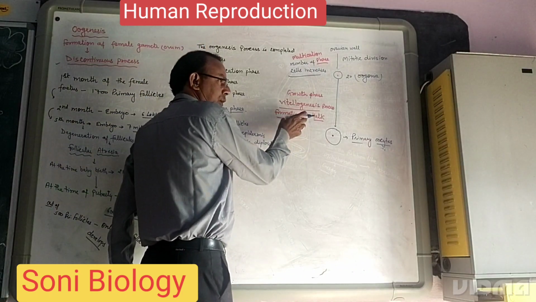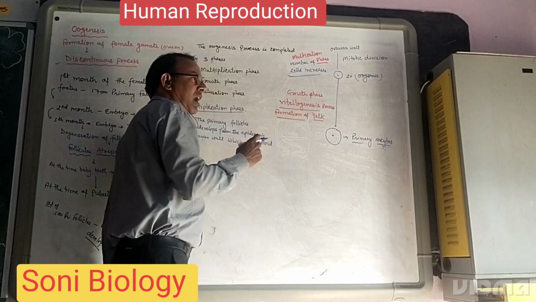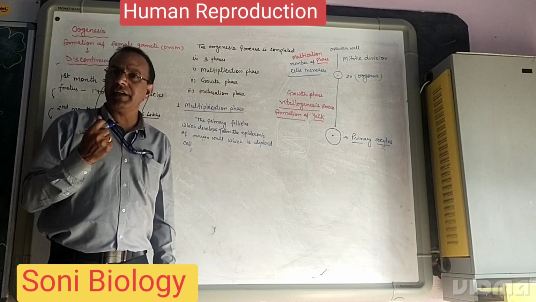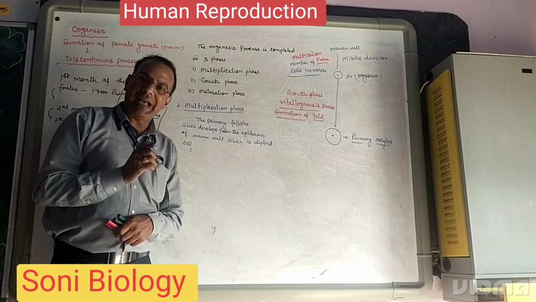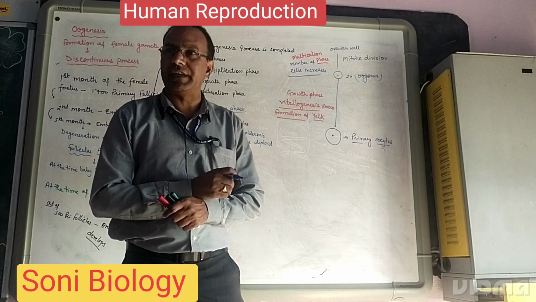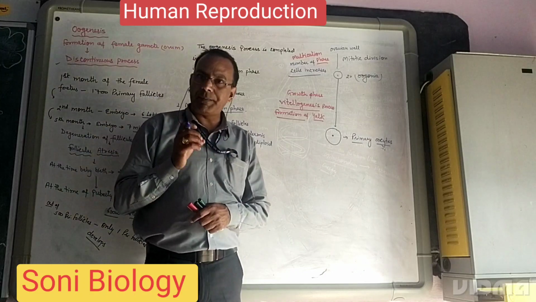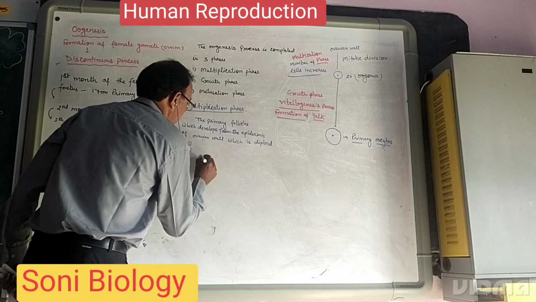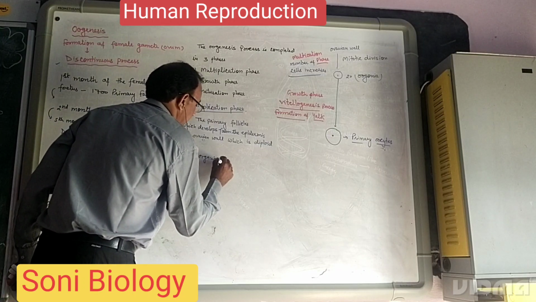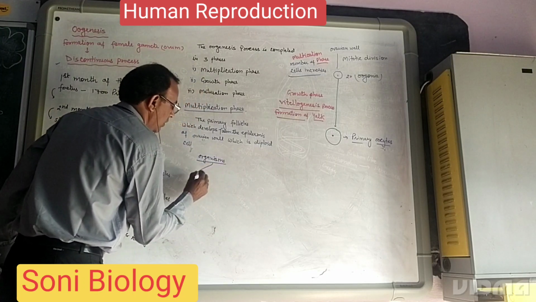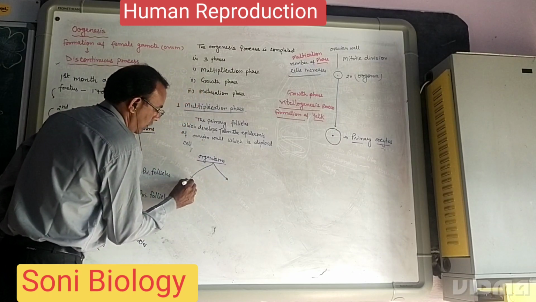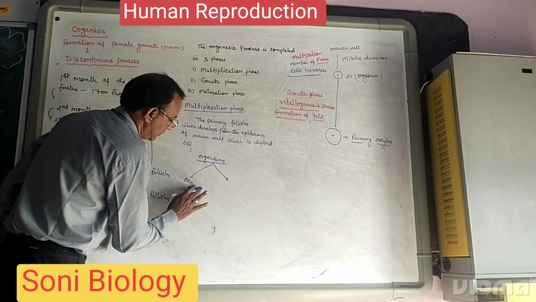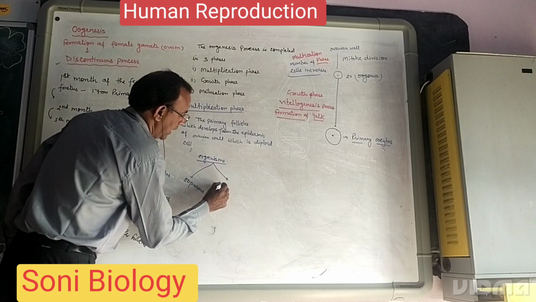Due to the formation of yolk, how does the cell size increase? What factors affect the increase in the cells? We have studied that there are two types of organisms. First one is viviparous, and second one is oviparous. Animals we consider in two types: oviparous and viviparous.